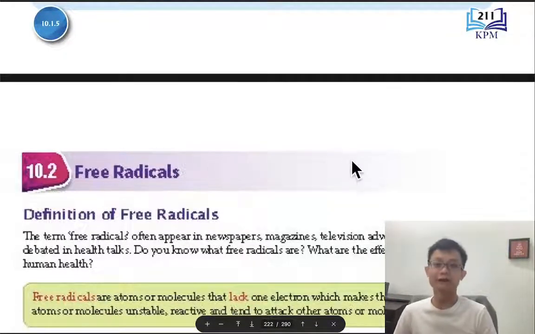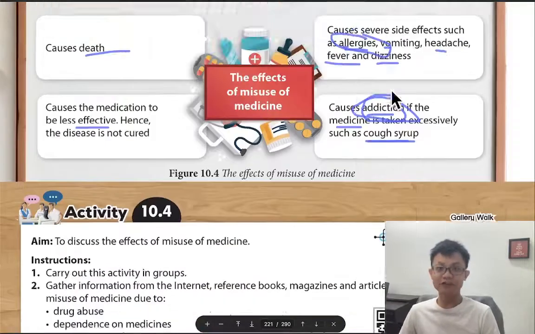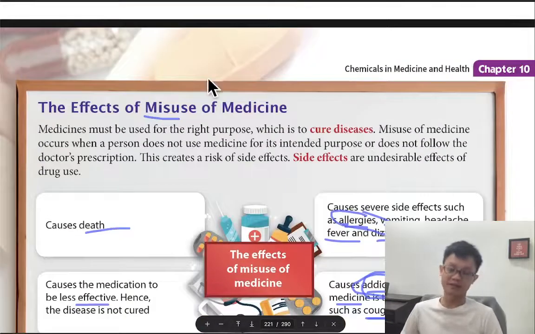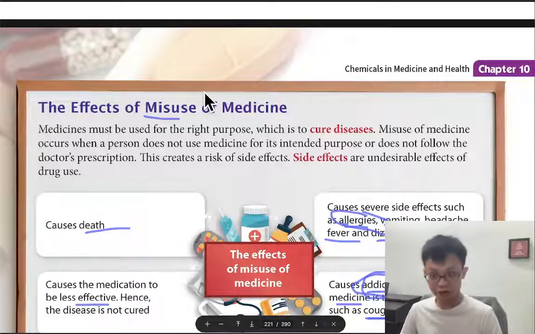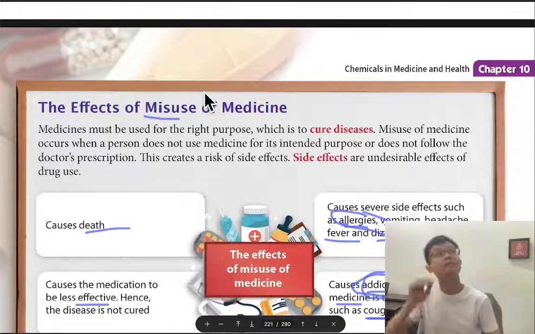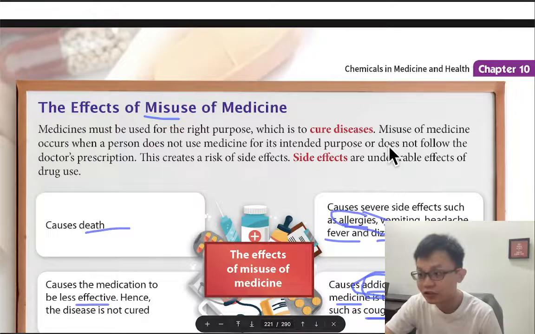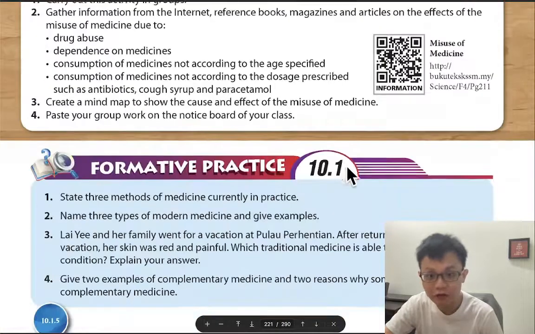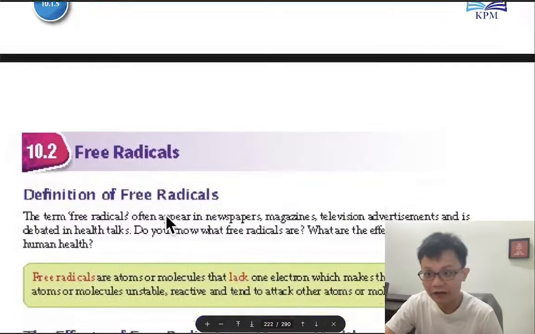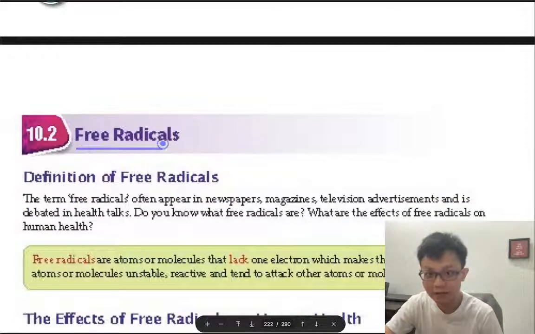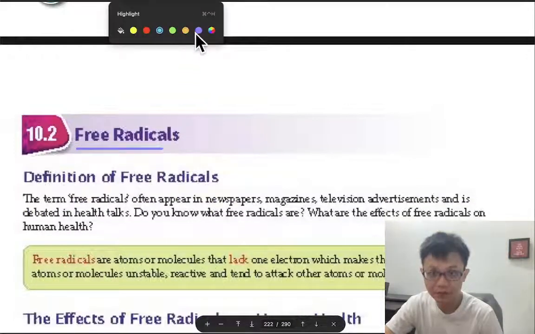So we are going to look at free radicals. Previously we already looked at the medicine: complementary medicine, modern medicine, and also traditional medicine. So now we are going to look at free radicals. What does it mean by free radical?